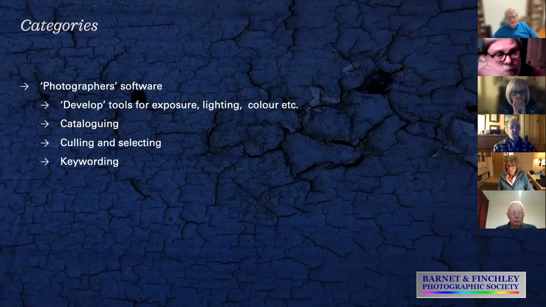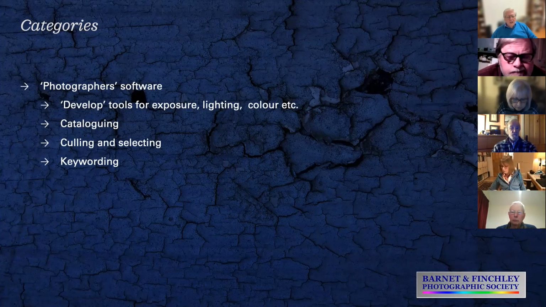The first definition I've got is what I call photographer software. For photographer software, I'm talking about things which are purely used for processing an image. So you're using your develop tools, which nearly all these packages have got. That's changing your exposure, your lighting, your color, your blacks, your whites, all those sort of things. It will have an element of cataloging in it, so you can catalog all your photos and trace them all.